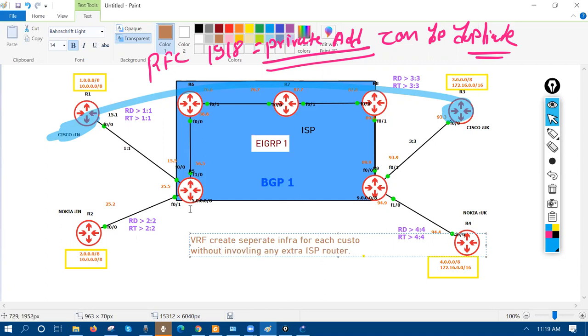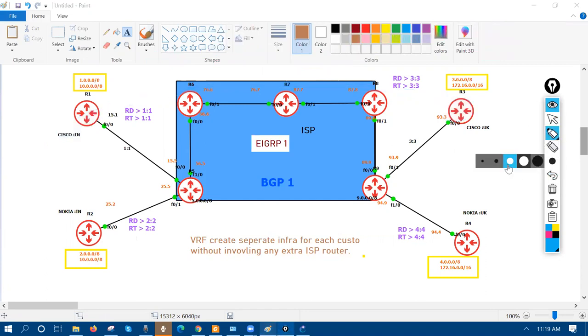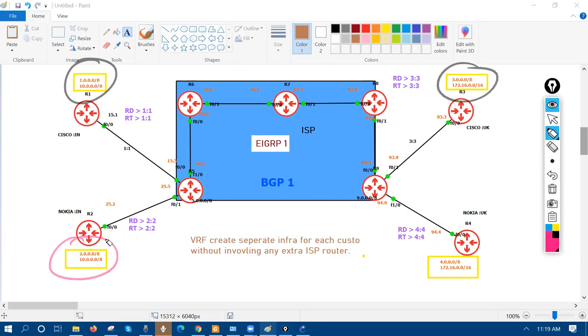Okay, now have a look. What I want is to provide the communications between this person and this person. Same way, I need to provide the communication between this person and this person, right? So what happened? First of all, this guy has to exchange its own information, right? Try to understand.